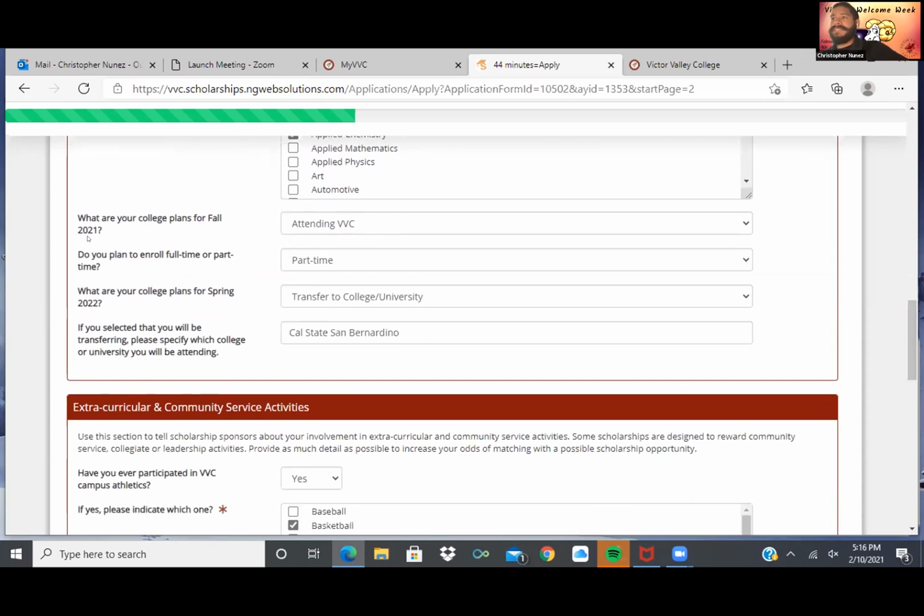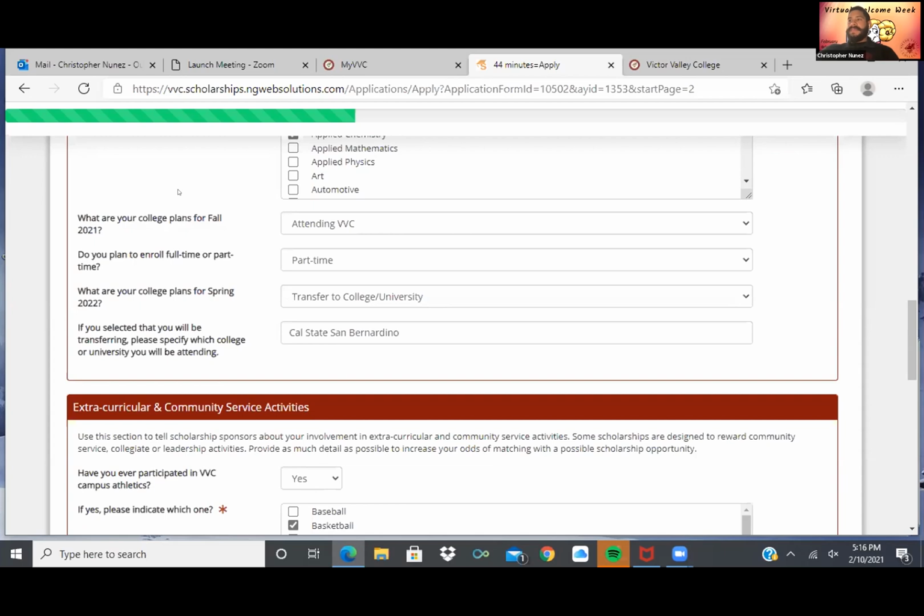This is a very important section. Hopefully, you guys are paying attention here. This is asking specifically what your college plans are for the fall of 2021 and then for the spring of 2022. Of course, that's next academic year. It's very important because if we're going to award you a scholarship that covers both semesters, we want to make sure, of course, you're attending Victor Valley College both semesters.